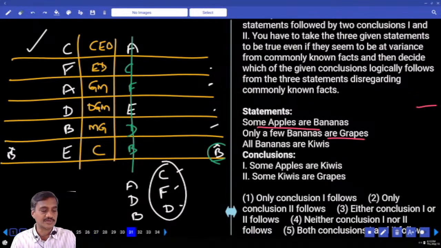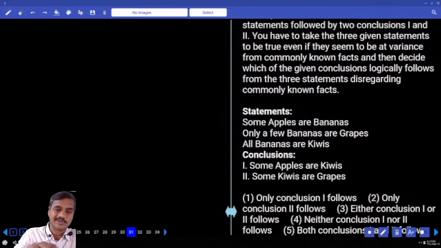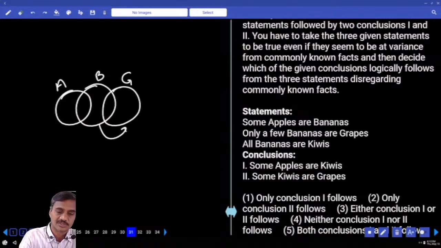Then the next one, 31 onwards, is based on syllogisms. Now in this 31 to 33, 3 questions are given under syllogisms. The first one: some apples are bananas. Some apples are bananas can be written like this. These are the apples that are bananas. And only a few bananas are there, only some bananas, but not all.